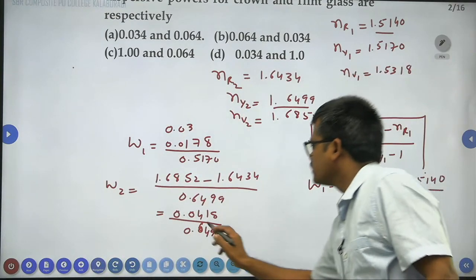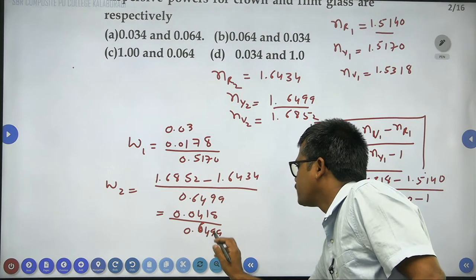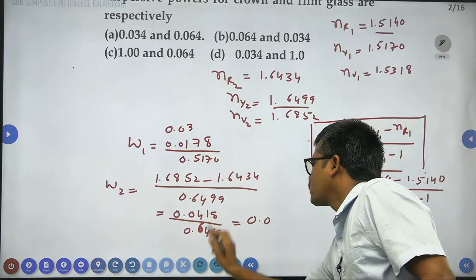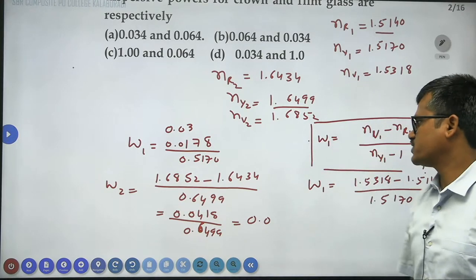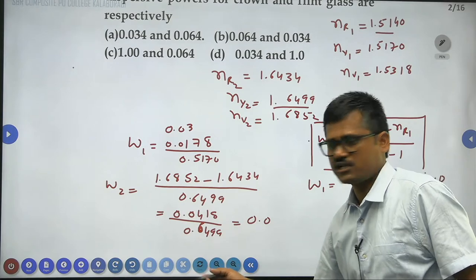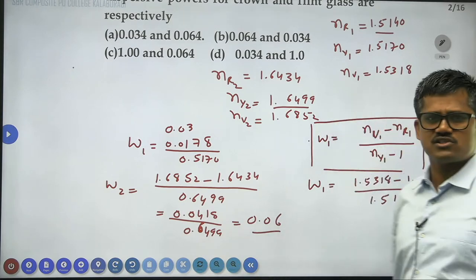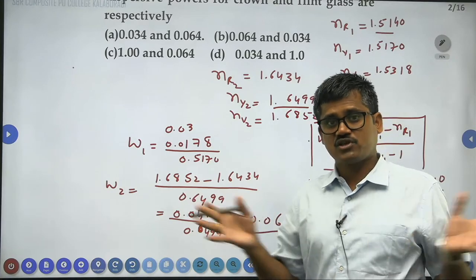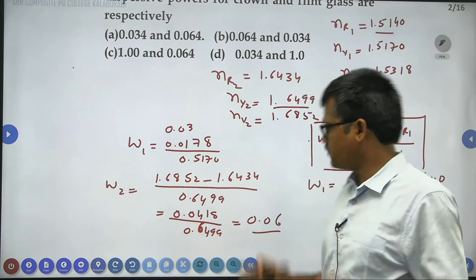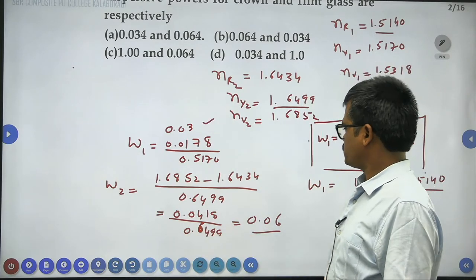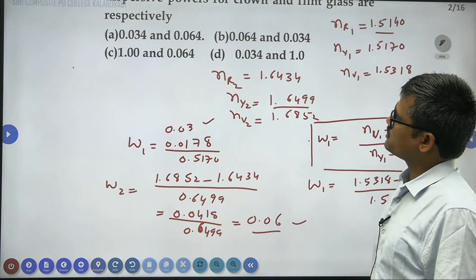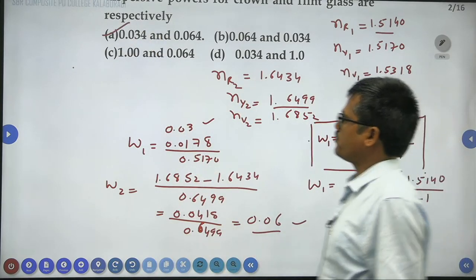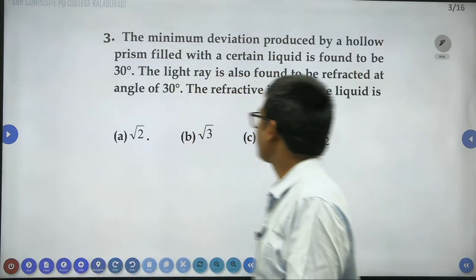Now again, go logically. This is 0.64, and here 0 is there, so 6 fours, 36, something like that. You may use this technique in NEET to approximate. If options are more scattered away, this will be very helpful. So omega 1 will be something like 0.03 and omega 2 will be something like 0.06. Then I'll definitely go with that option. This is the dispersive power of the two prisms. Let me move on now.